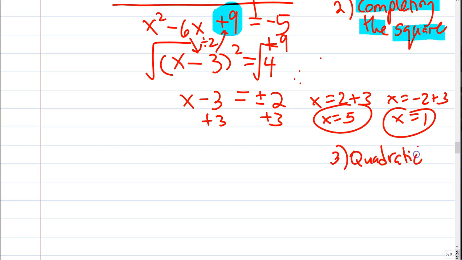Okay, but I'm going to save that for the next section. So we will use the quadratic formula, but I'm going to go ahead and apply some completing the squares to some more complicated questions, and then we will get to the quadratic formula in the next section.